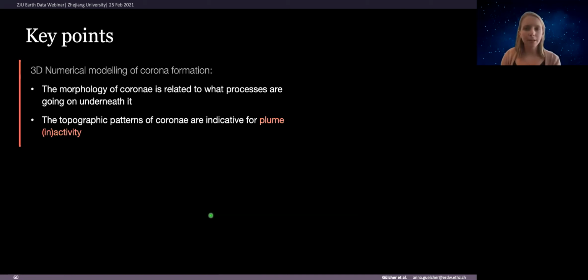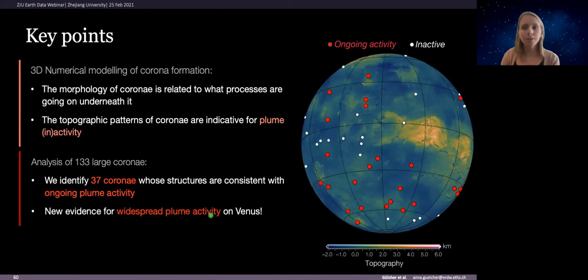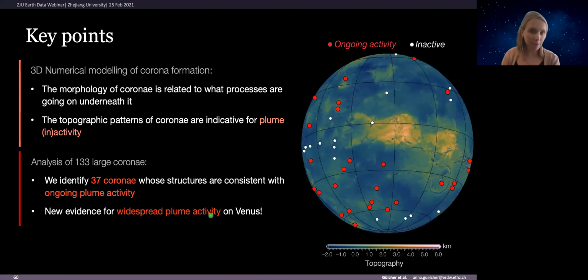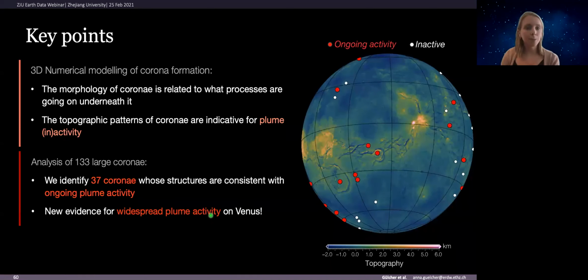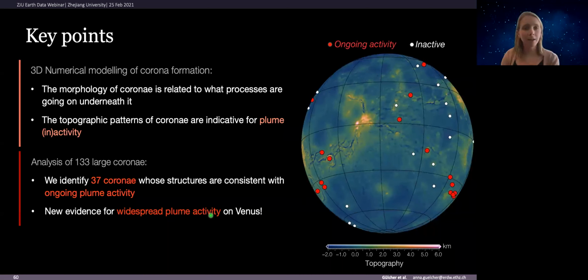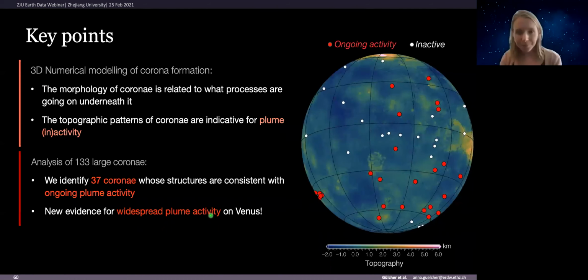The key points here are, again, that the 3D numerical study that we explored indicated that the morphology of corona is related to what processes are going on underneath it, and the topographic patterns could be indicative of plume activity. This led us to identify 37 corona whose structures are consistent with ongoing plume activity. Most excitingly, this provides new evidence for widespread plume activity on Venus, and this indicates that this planet is not so geologically dead or resting after all.